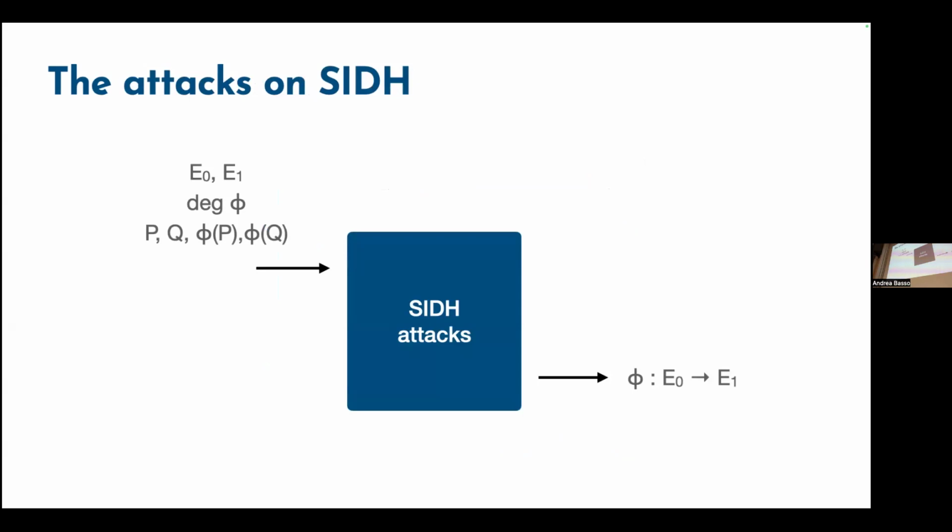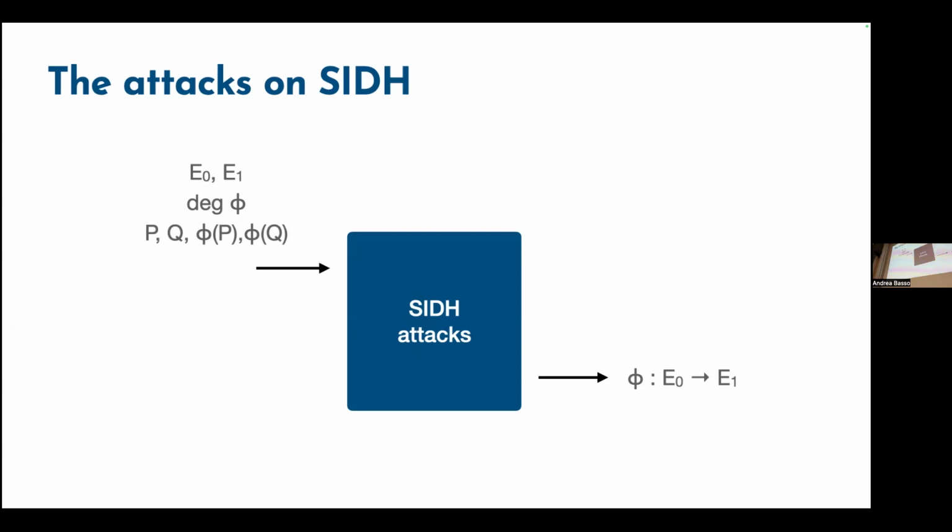For what matters, this is just a big algorithm that takes as input two curves, the domain and codomain of an isogeny, its degree, and then two sets of points and the images of these points. If these are sufficiently large, then this can spit out an isogeny in some cases. And even when this is not possible, it still gives us an algorithm to evaluate the isogeny phi on any point of our choice, which in some sense is the representation of the isogeny.